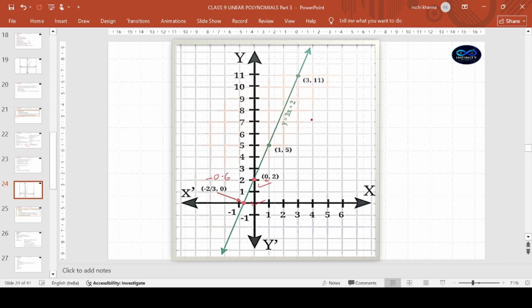Rest of the points are optional. I have plotted that, but it is optional. Even if nothing else, you join these two, your line graph is done. This is what you have to understand. Meeting the axis means when you make it meet the y-axis, put the x coordinate 0 and obtain the value of the y coordinate, and vice versa.